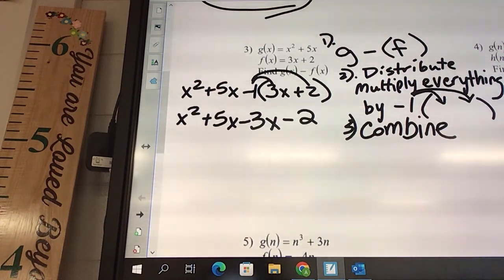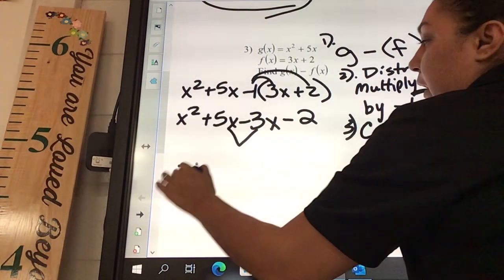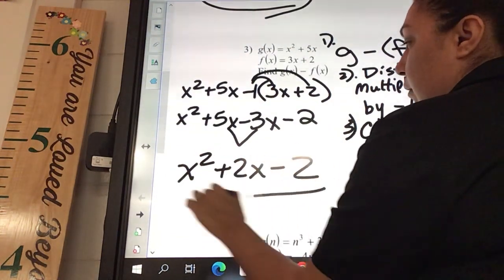Okay, so then we can go ahead and combine like terms. What can we combine? The 5 and the 3. Okay, so we're going to get x squared, and that's going to give me a plus 2x minus 2.